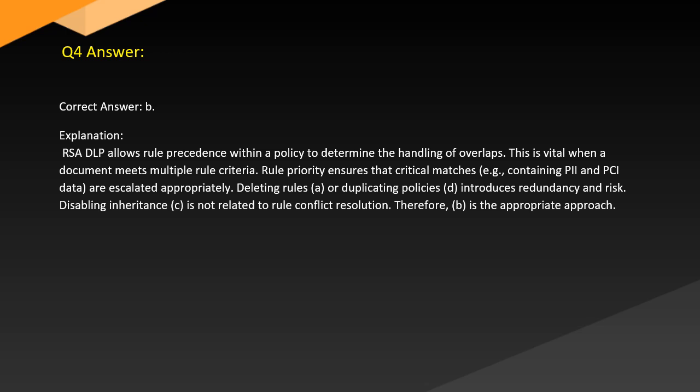Answer. Correct answer: B. Explanation. RLP allows rule precedents within a policy to determine the handling of overlaps. This is vital when a document meets multiple rule criteria. Rule priority ensures that critical matches, e.g., containing PII and PCI data, are escalated appropriately. Deleting rules (A) or duplicating policies (D) introduces redundancy and risk. Disabling inheritance (C) is not related to rule conflict resolution. Therefore, B is the appropriate approach.